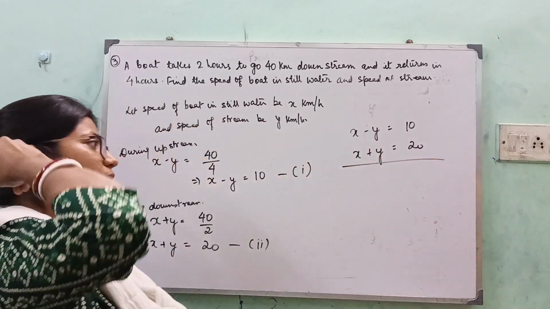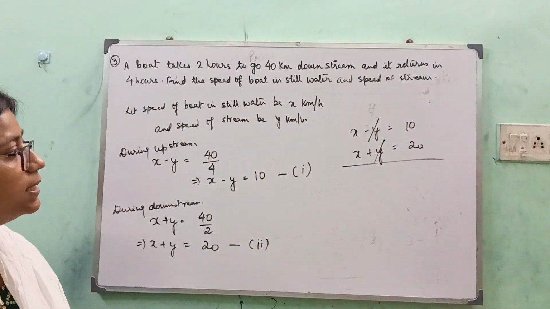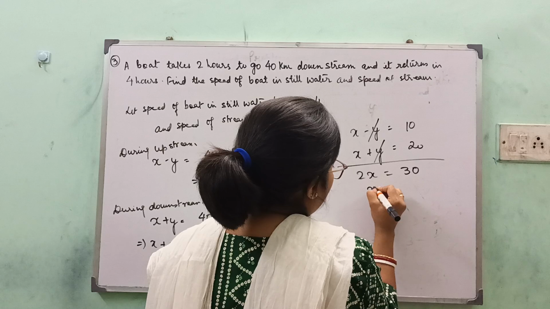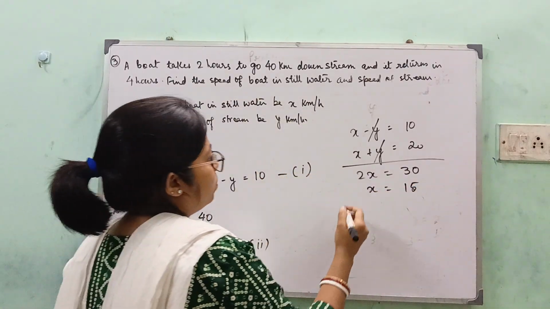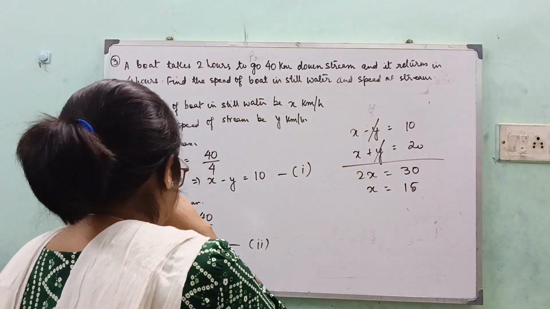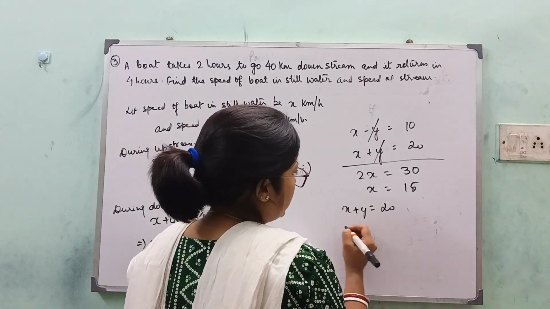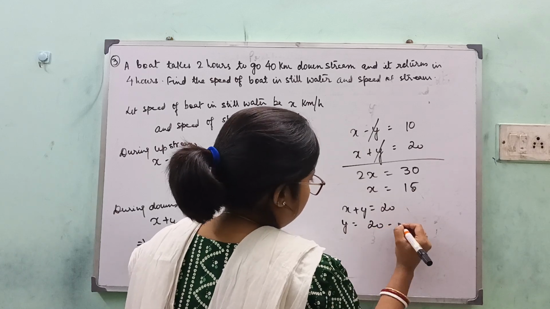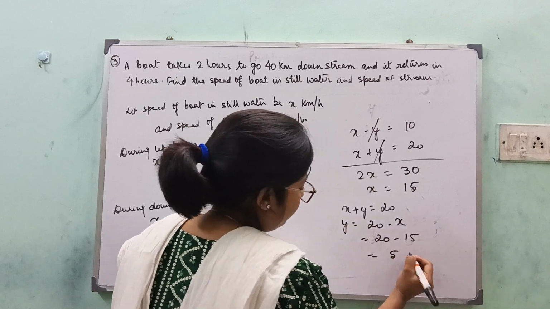So adding the two equations will make the solving faster. If we add, plus y minus y cancelled. So 2x equals 30. So x is equal to 15. So x is 15. So we can use any one of the two equations in order to find our y. So let x plus y equals 20, second equation we are using. So y will be equal to 20 minus x. So 20 minus 15, that is your 5.